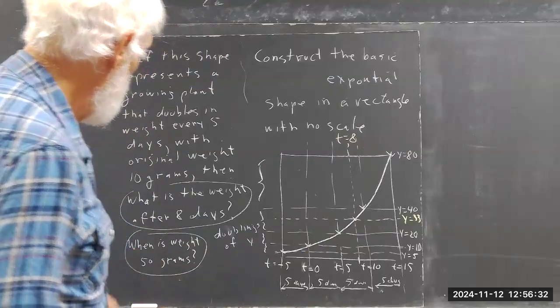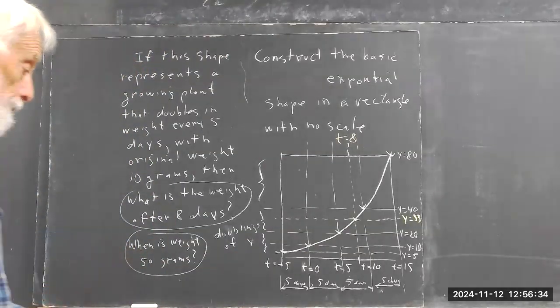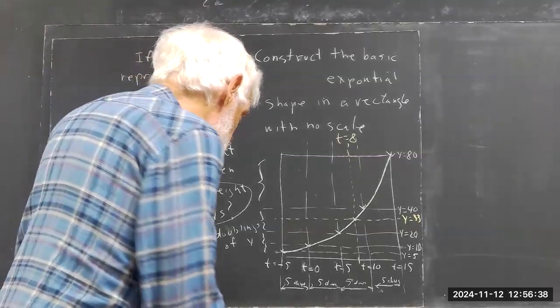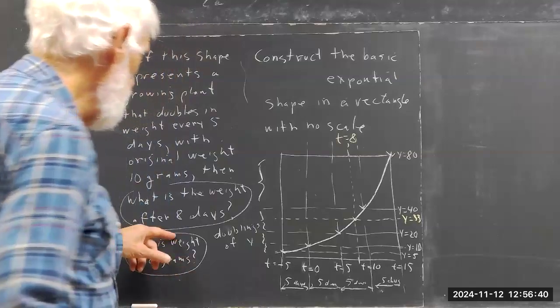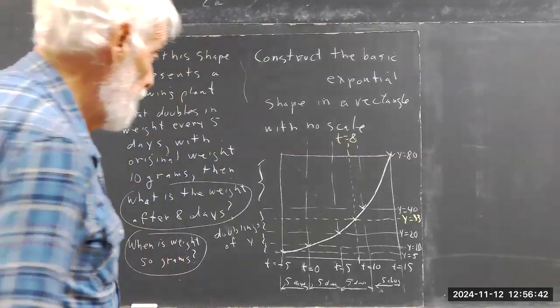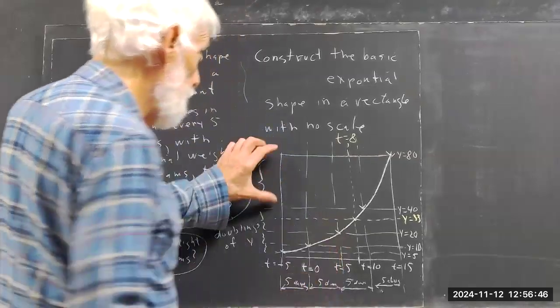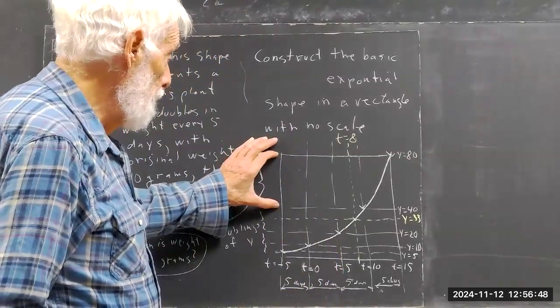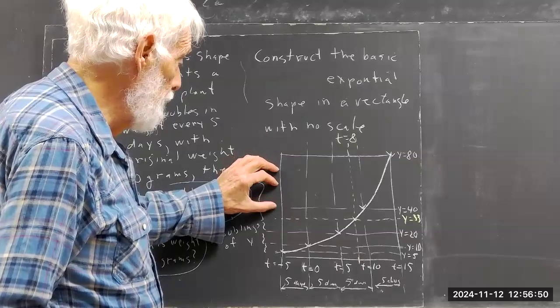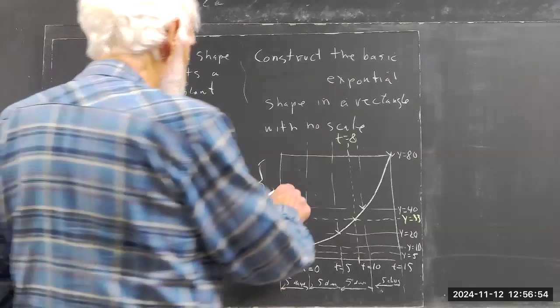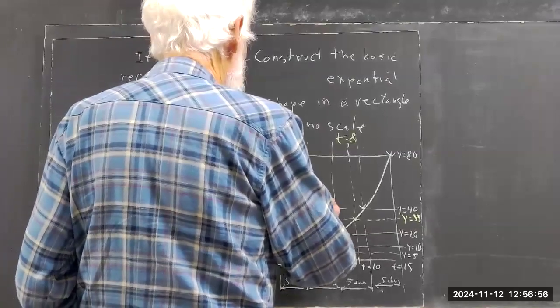Okay, now, when is the weight 50 grams? Then you're going to want to find y equals 50, because the weight is your y value. Okay. So if 80 is here and 40 is here, halfway between is 60, that would be here. Then halfway between 60 and 40 would be about here. So I'm going to say this is where y equals 50.